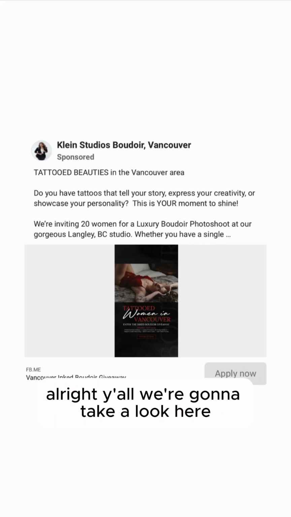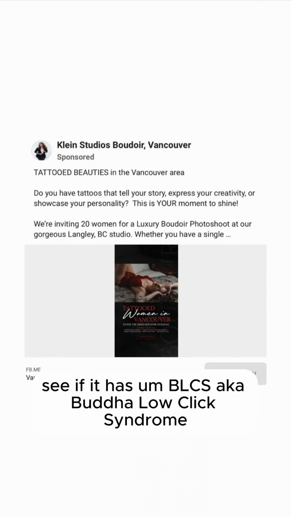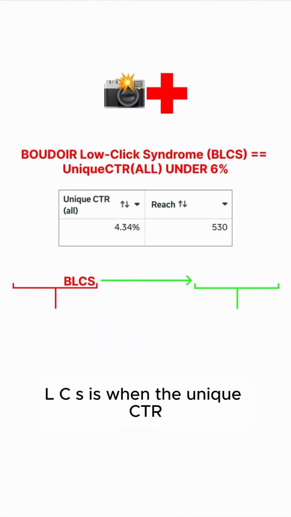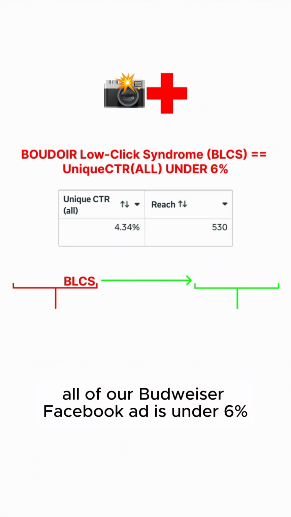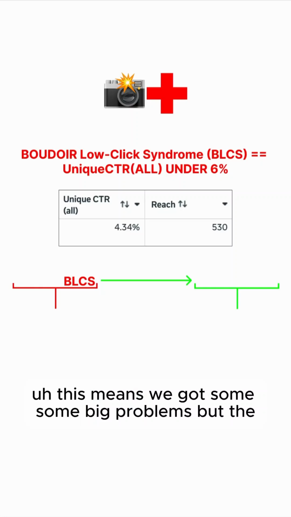All right, y'all, we're going to take a look here, diagnose this boudoir Facebook ad, see if it has BLCS, aka boudoir low click syndrome. So boudoir low click syndrome, BLCS, is when the unique CTR all of our boudoir Facebook ad is under 6%. And this actually should never happen. This means we got some big problems.